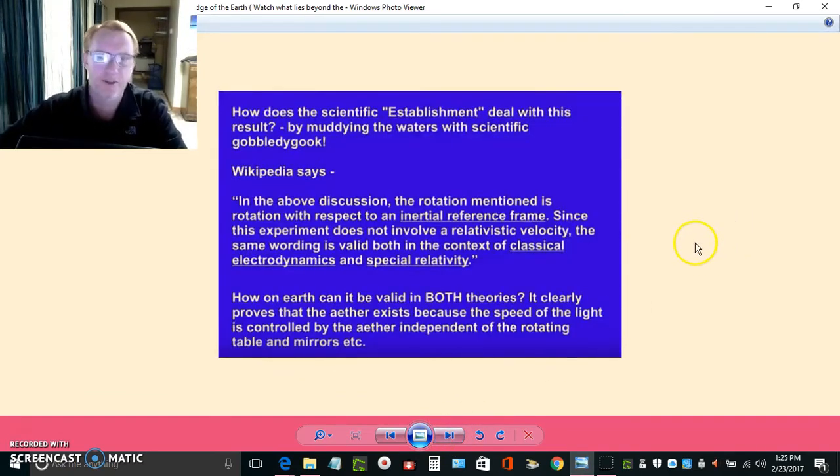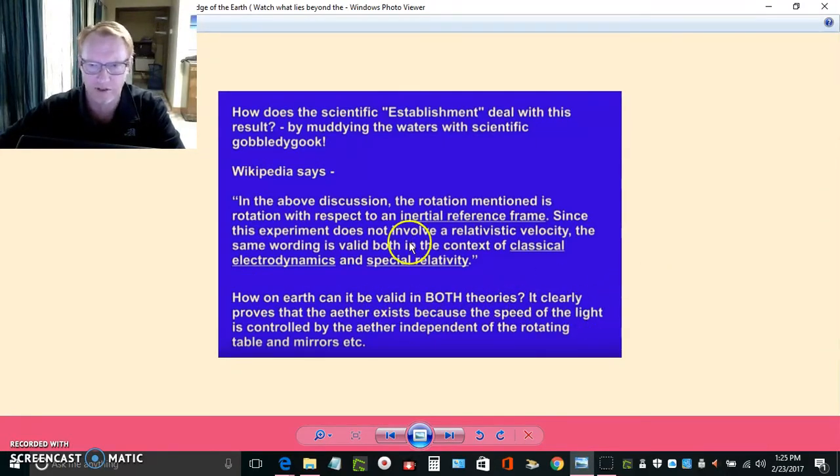How does the scientific establishment deal with this result? By muddying the waters with scientific gobbledygook. In the above discussion, the rotation mentioned is rotation with respect to an internal reference frame. Since this experiment does not involve relativistic velocity, the same wording is valid both in the context of classical electrodynamics and special relativity. Wait a second. How on earth can it be valid in both theories?